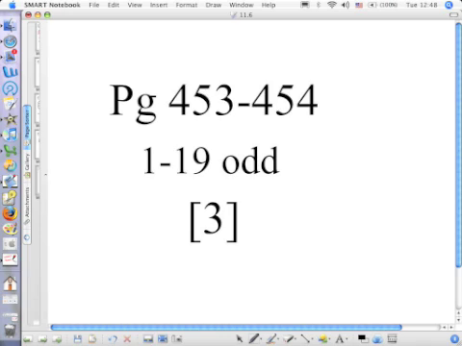Tonight you're going to be doing the odds on these pages.